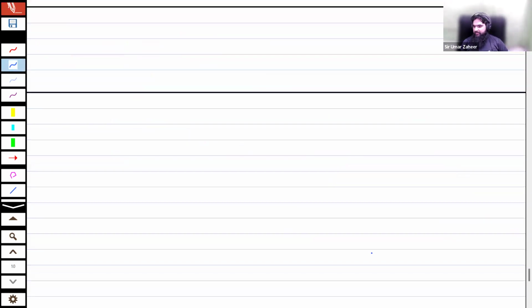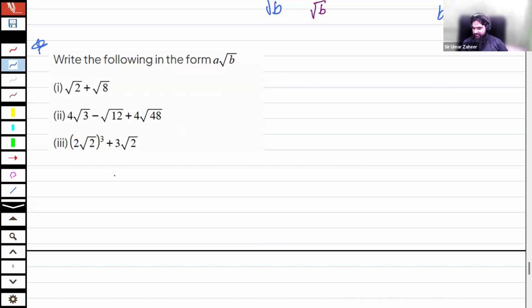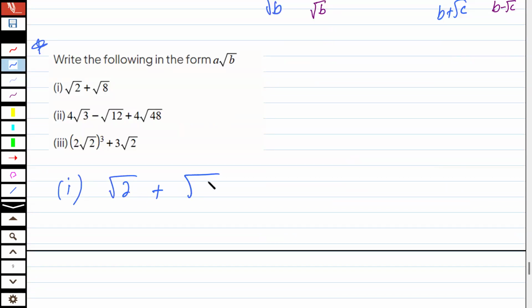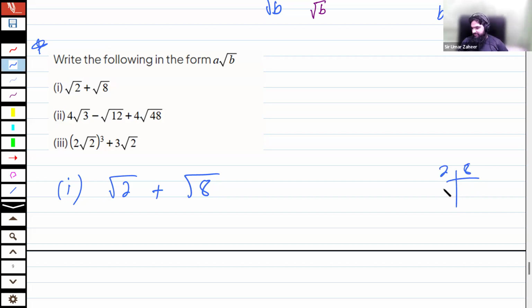Yes, anyone, how can we simplify them? We can write square root of 8 as square root of 4 into 2. Yes, we have to find the prime factors of 8. Yes, you are exactly right. You are saying that we have to write 4, and I'm saying that we have to write 2 square into 2. Both are the same thing, right?